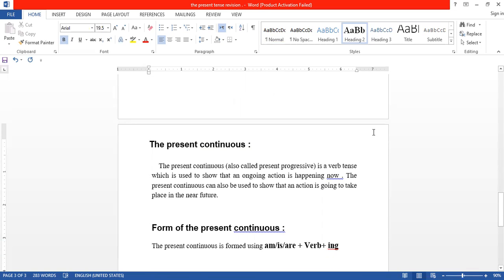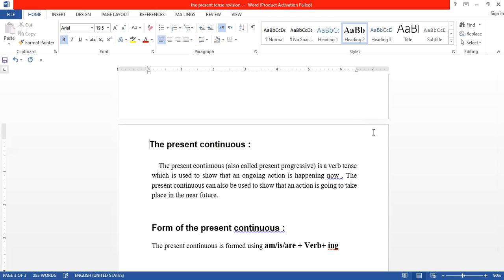The present continuous, also called present progressive, is a verb tense which is used to show that an ongoing action is happening now. The present continuous can also be used to show that an action is going to take place in the near future. Excellent. Very good. So it's quite easy.